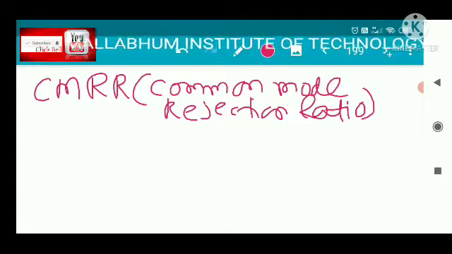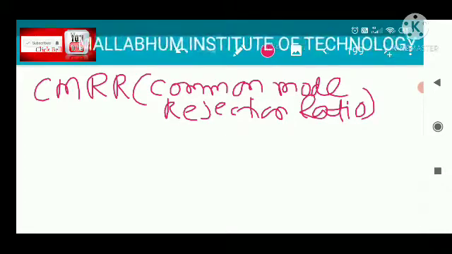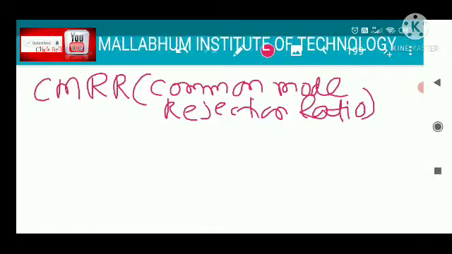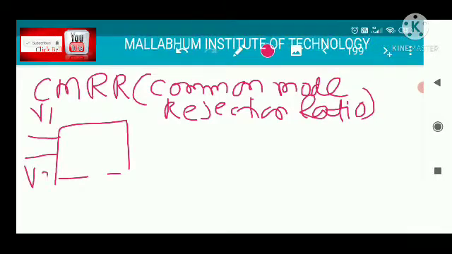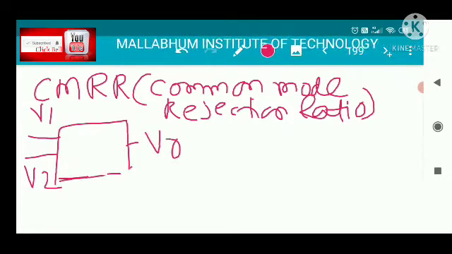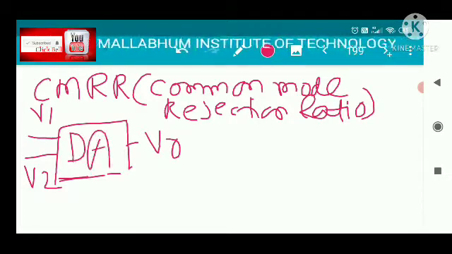In the case of the operational amplifier, we have talked about the differential amplifier. Suppose the block diagram of the differential amplifier is something like this. Input voltages are V1 and V2 and the output voltage is V0. So suppose this is a differential amplifier.